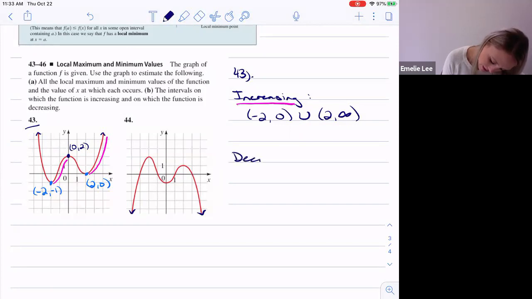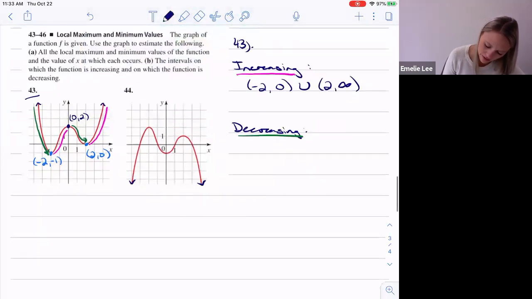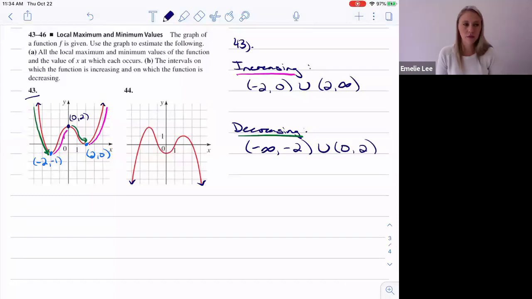And then it's decreasing, which I'll use green for, here and here. So the interval that it's decreasing at is negative infinity to negative 2, picking back up from 0 to 2. Good.